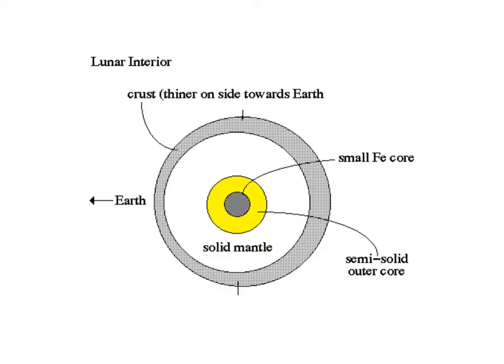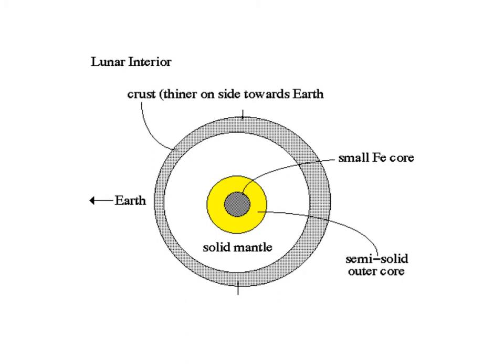So we can see this here again. We know that the moon does not have a liquid interior. The moon does not have a gravitational field. So it has, unlike us, probably a solid mantle, whereas ours is molten, not quite solid, not quite liquid. It most likely has a semi-solid outer core. If it had a liquid outer core, that would generate a magnetic field.